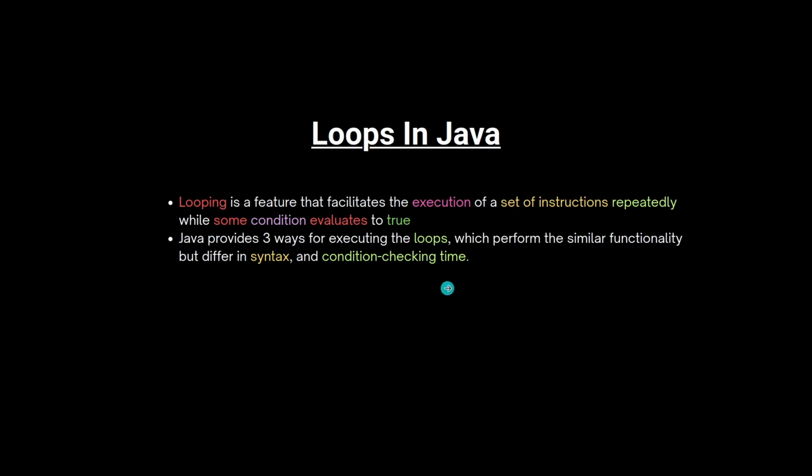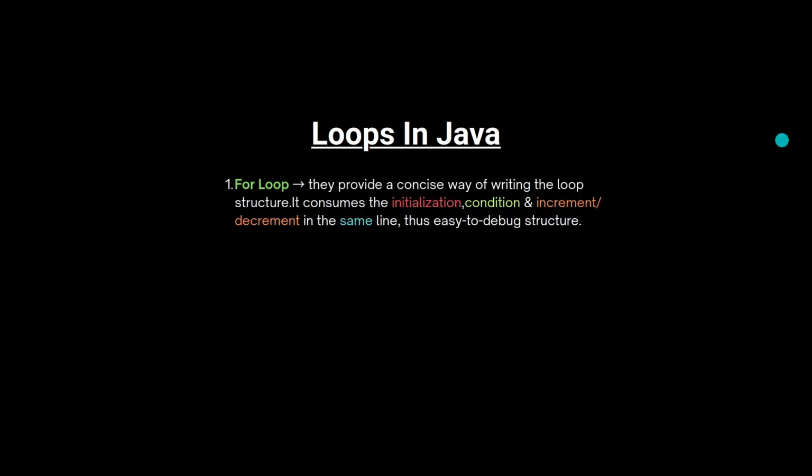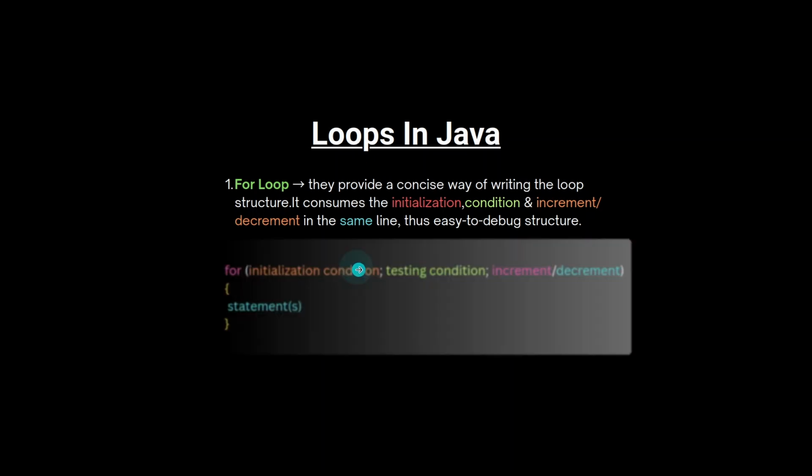And to get started, we'll start with the for loop. The for loop provides a concise way of writing the loop structure, and it consumes the initialization, condition checking, and increment or decrement in the same line, thus giving us an easy to debug structure. And the syntax of these for loops looks like this.